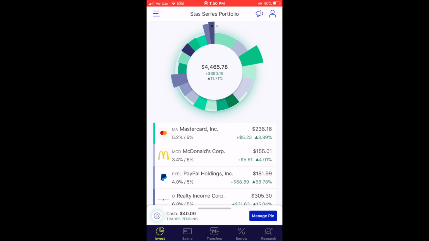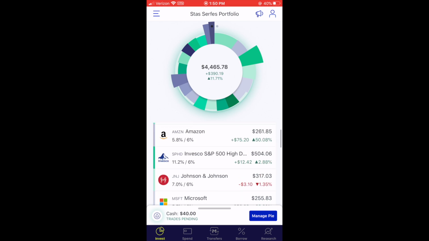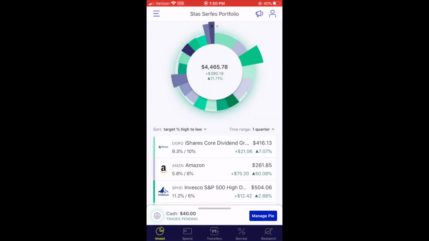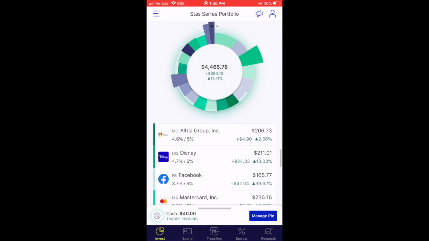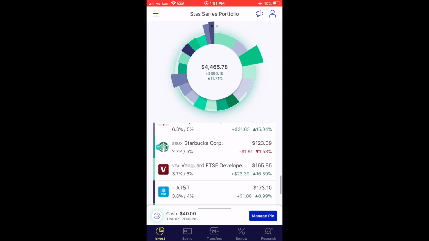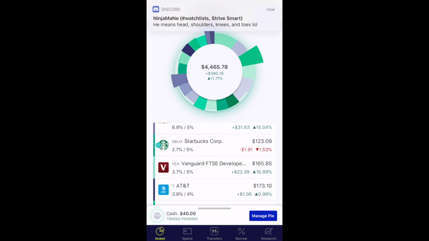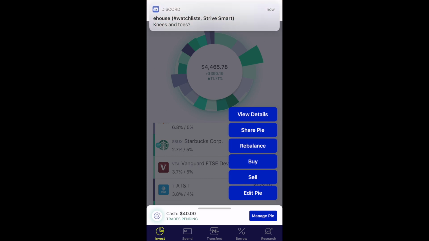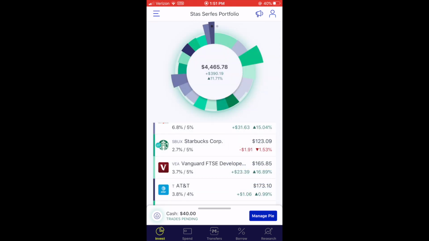At the top we have our pie, 20 slices with the account value in the middle, and we can sift through a bunch of different time periods to see how well the portfolio and the individual slices have done over time. And as we scroll down, we can see all of those individual slices, and under that we have our cash and the ability to manage the pie, whether it's viewing details, sharing the pie, rebalancing, buying, selling, or editing the pie.